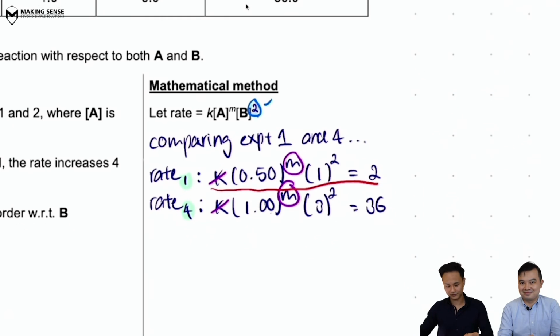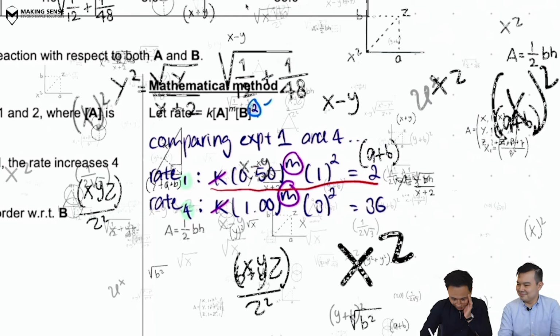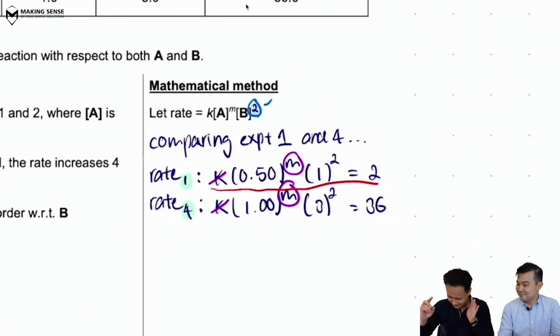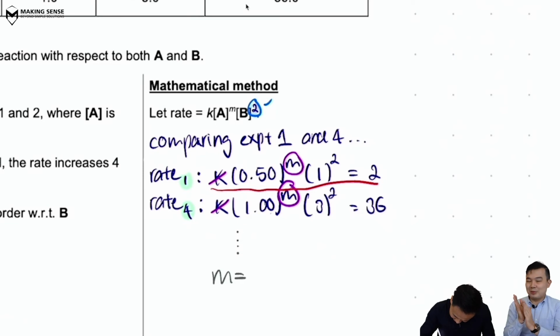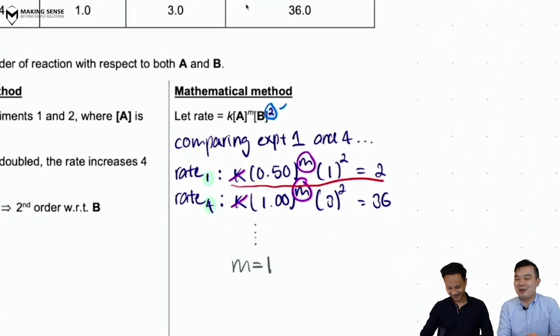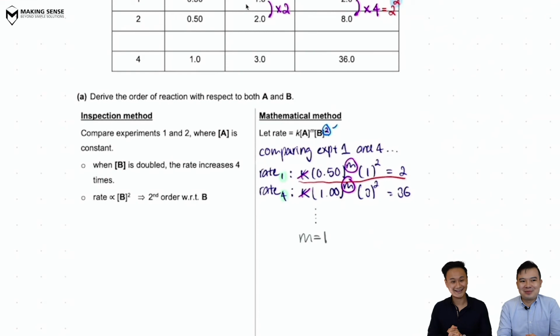From here, you just do your math, type in your calculator, and my mental power will help me out. m equals 1. Oh, wow. Well done, Mr. Tim. Very good mental power, indeed. Thank you.